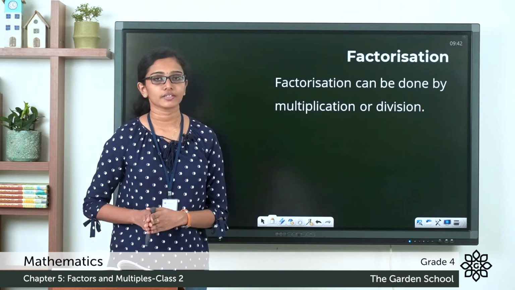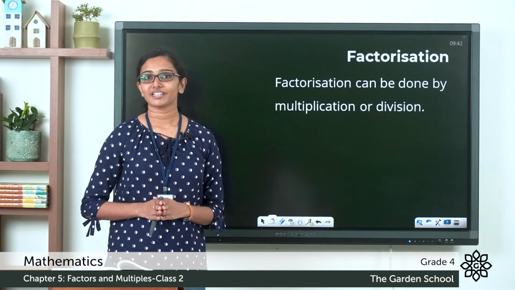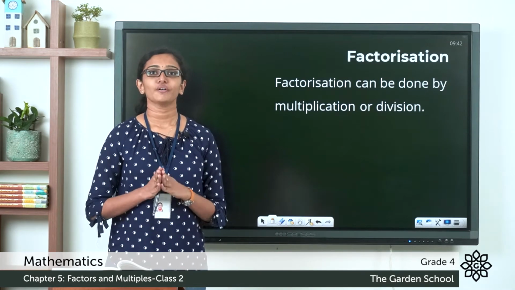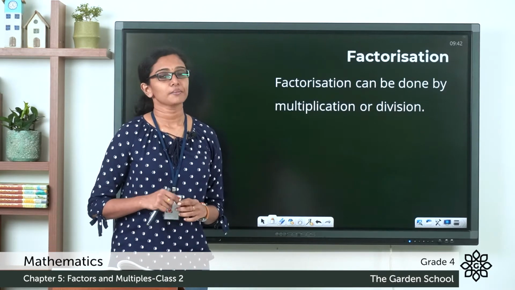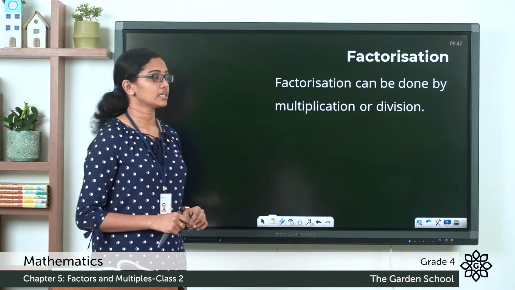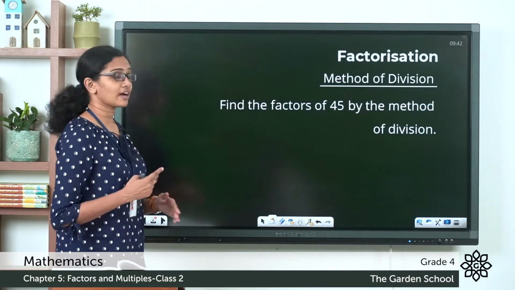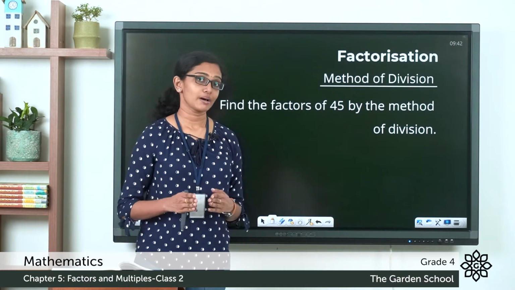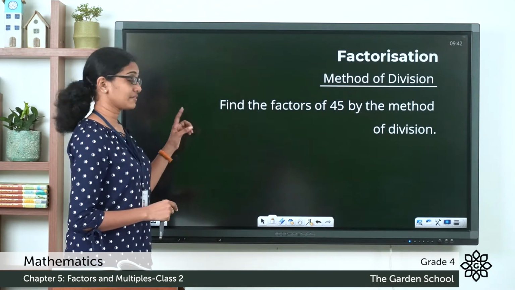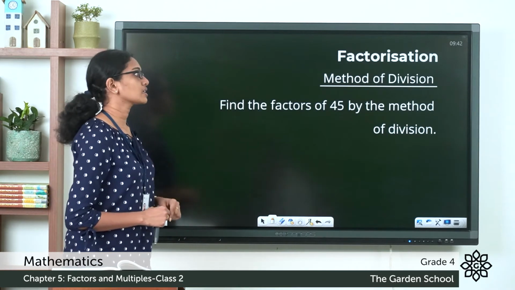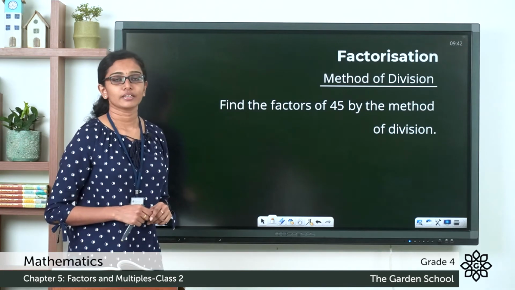What do you mean by factorization? Finding the factors of a given number is called factorization. And factorization can be done either by multiplication or division. So, let's see how we can find out the factors of a given number by division first. So, we have the method of division here. We have a question. Find the factors of 45 by the method of division.